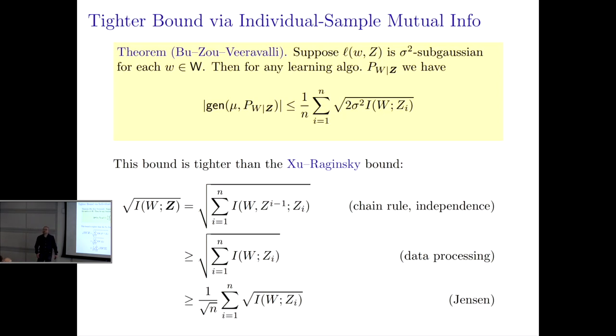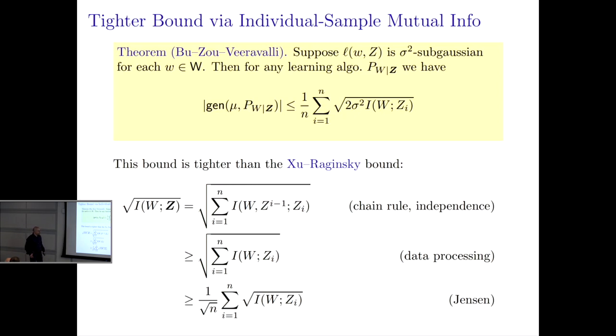Notice there's no conditioning, and it seems like this can't be a tighter bound. Actually, it is. It's a good thing to see this using various information theoretic inequalities. So let's write down the square root of the mutual information between W, the algorithm output, and the data. By chain rule and independence, we can write this as the unconditional mutual information between W and the samples before the ith, and the ith sample. And by data processing, this has to be larger than the individual mutual information. And then you just use Jensen, concavity of the square root. Then you just divide both sides by square root of n, and you'll see that this bound is tighter.